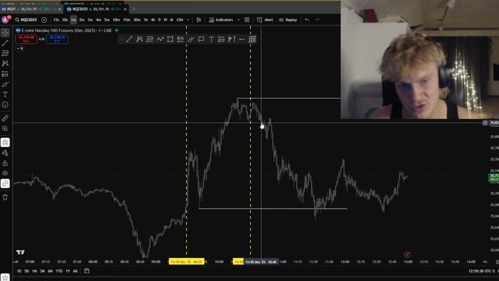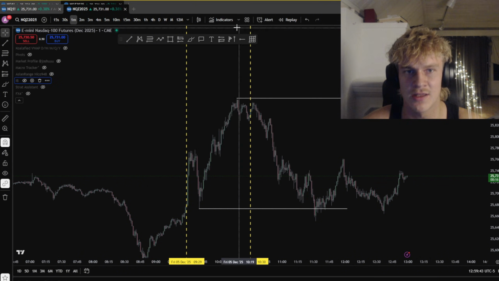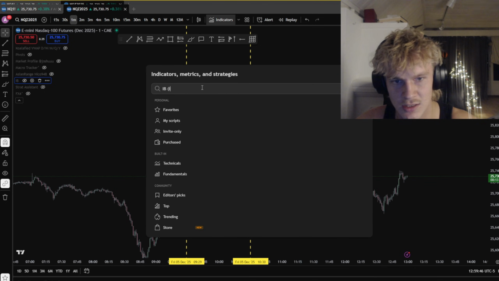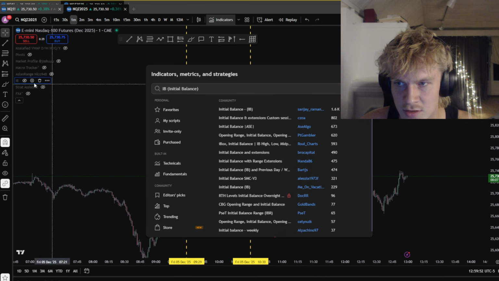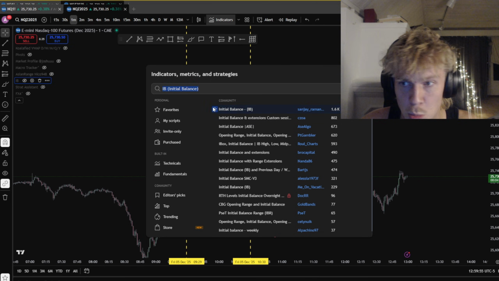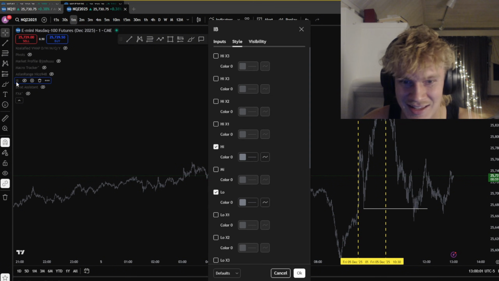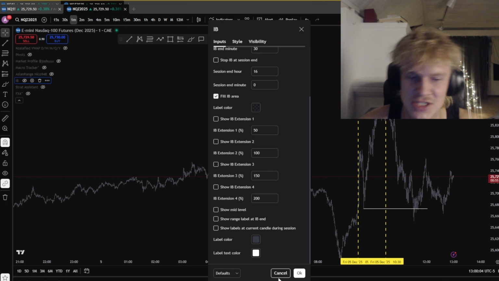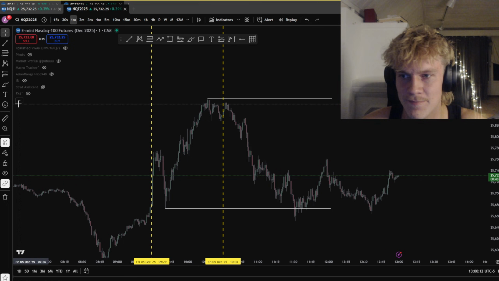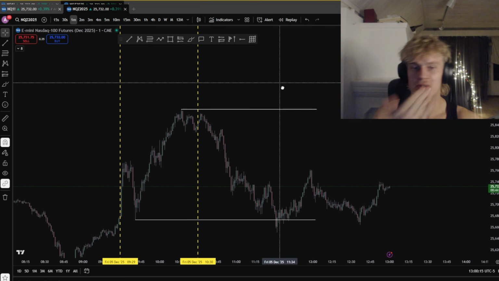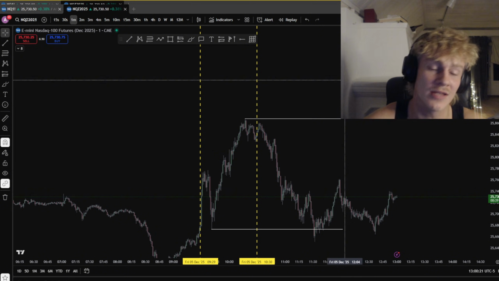Now, if you don't want to take the time to do that and try to find all that yourself, we do have an indicator. It's called IB, and you can find it like this. I'll show you guys how to find it. IB, initial balance. I think it's this one, if I'm not wrong. Never mind. I don't know. It's an initial balance indicator. I'll just link the one I'm using in the description so that you guys can use it. So now that you know what initial balance is, it's pretty simple, right? The high and low created between 9:30 and 10:30 a.m.